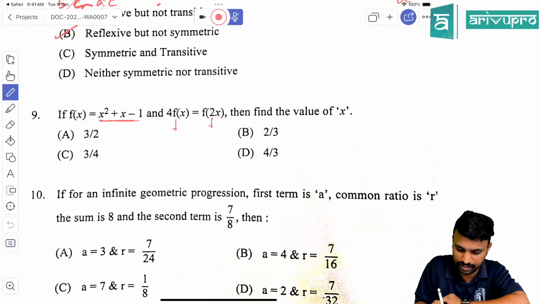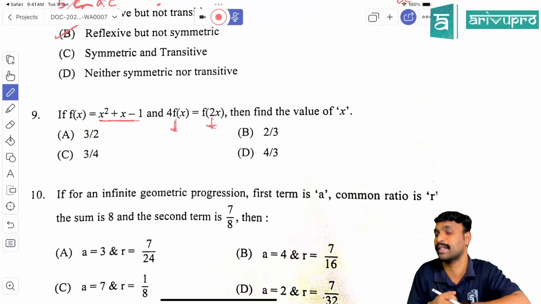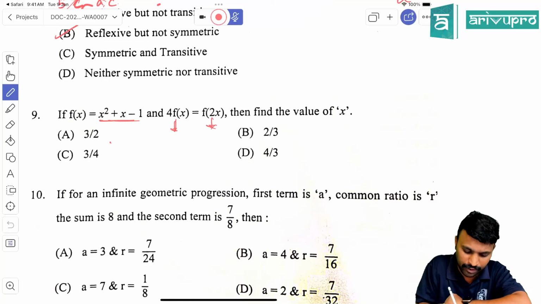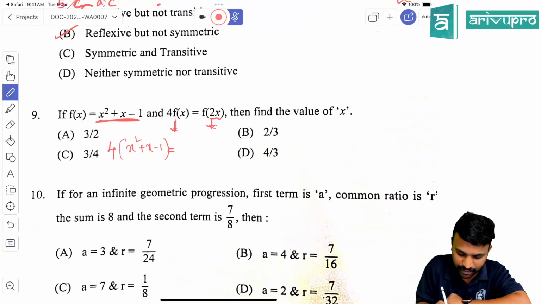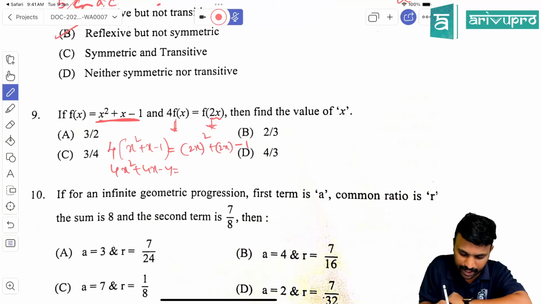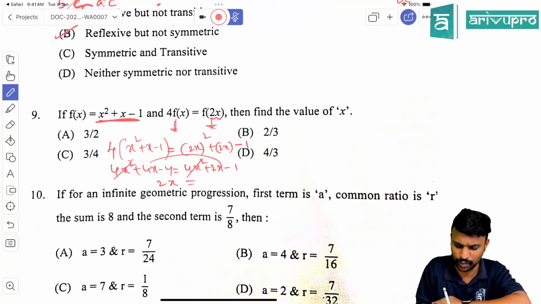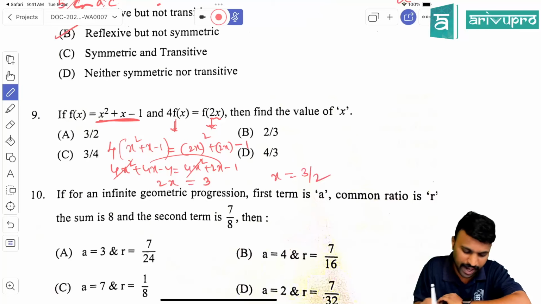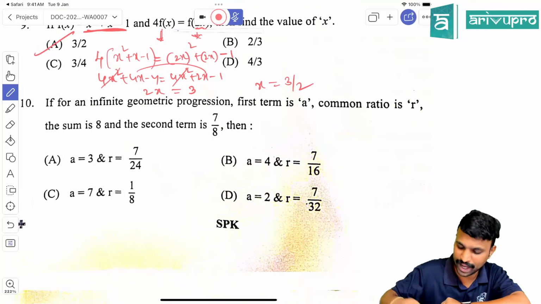Moving on to the next question, x square plus x minus 1 is given. See, this question is the same question I have discussed in the marathon under the concept function of a function. Yes or no? So 4 into, what is the function given? x square plus x minus 1 and f of 2x. Guys, f of 2x means I should consider f of x only, but in place of x I should write 2x. So what is this? 4x square plus 4x minus 4. On the right hand side, 4x square plus 2x minus 1. Both the sides 4x square will get cancelled. If I send this 2x over here, it becomes 4x minus 2x is 2x, minus 4 becomes plus 4, 4 minus 1 is 3. So x is equal to 3 by 2. Option A. The same question I have discussed, isn't it?